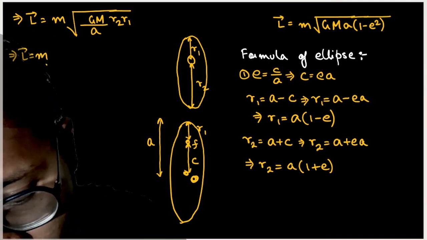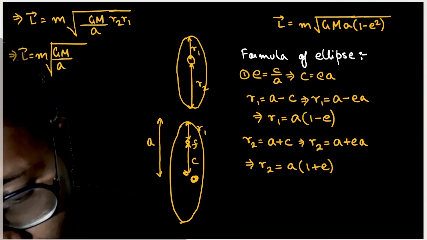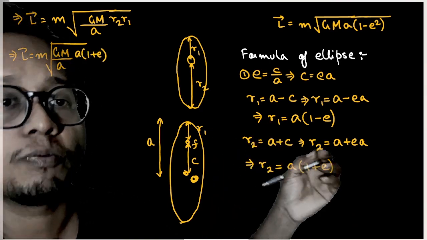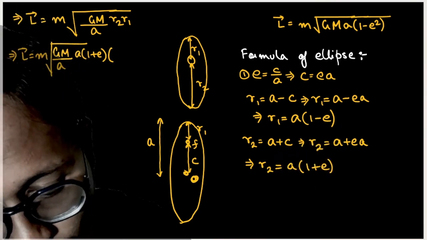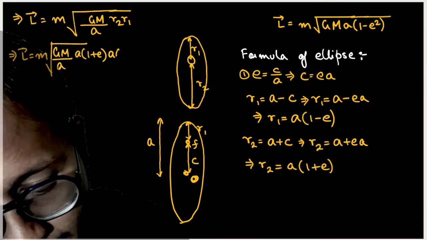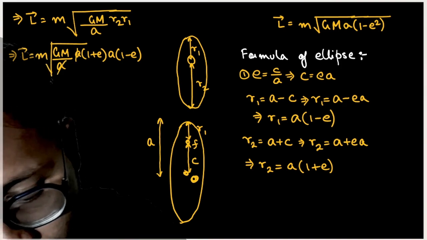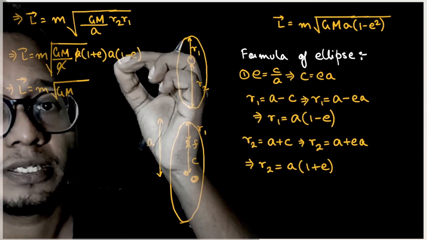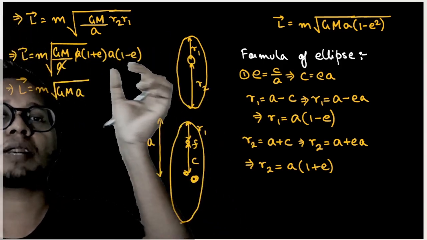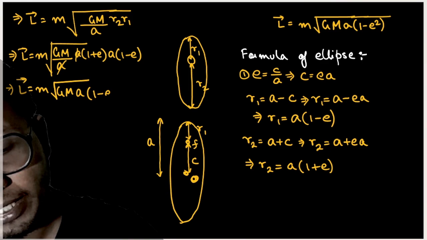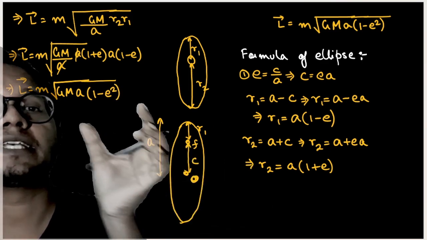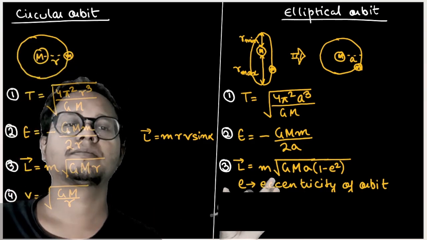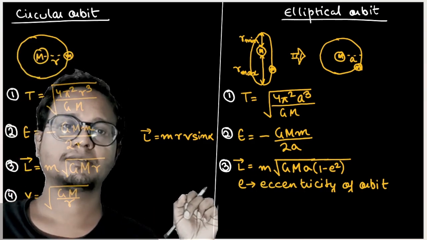So angular momentum is equal to m into under root of GM by a into r2. What is the value of r2? a into 1 plus e. What is the value of r1? a into 1 minus e. Let's cancel one of the a. So I'll get angular momentum is equal to m into under root of GM, one of the a is remaining out here. a into 1 plus e into 1 minus e can be written as 1 minus e square. And this is the same formula that I've shown you before. Nothing different. So I derived angular momentum.